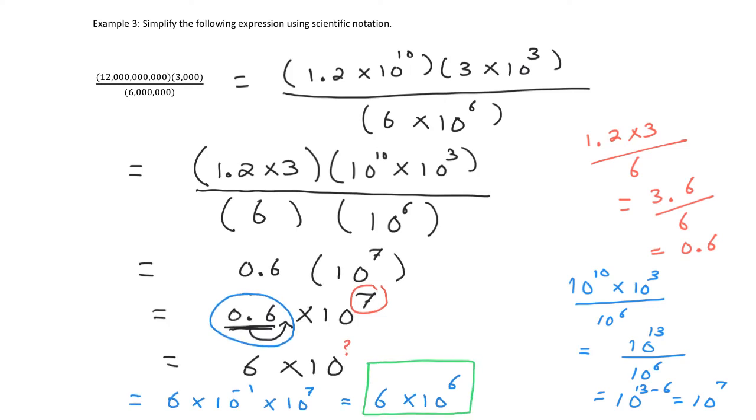So again, the whole approach was write every number in scientific notation. Then it was compare similar parts, simplify those numbers down, and use some properties of exponents to get a final answer.